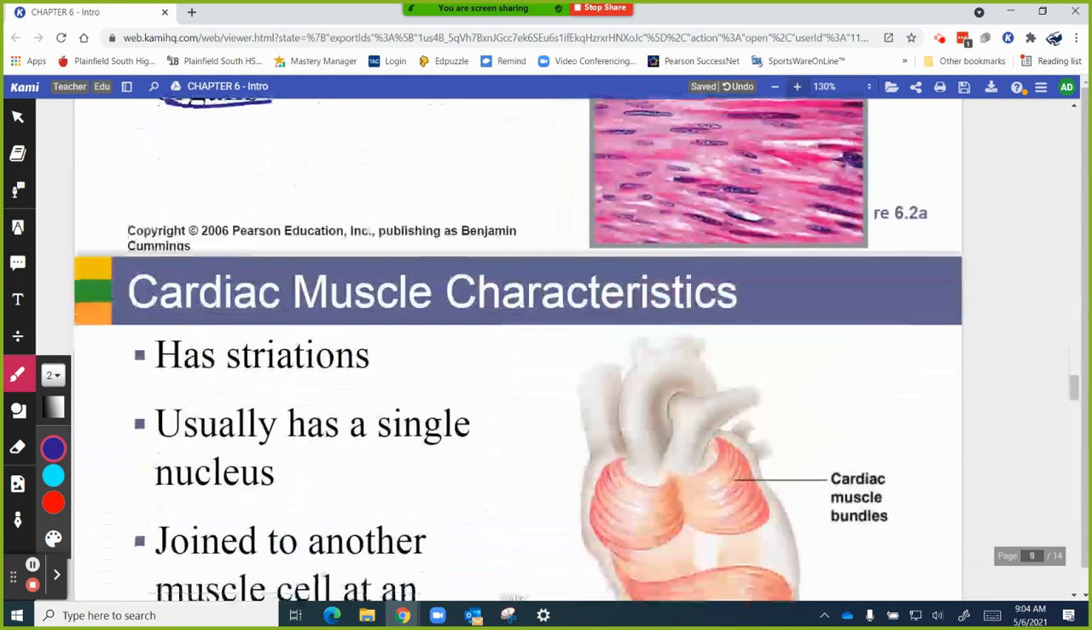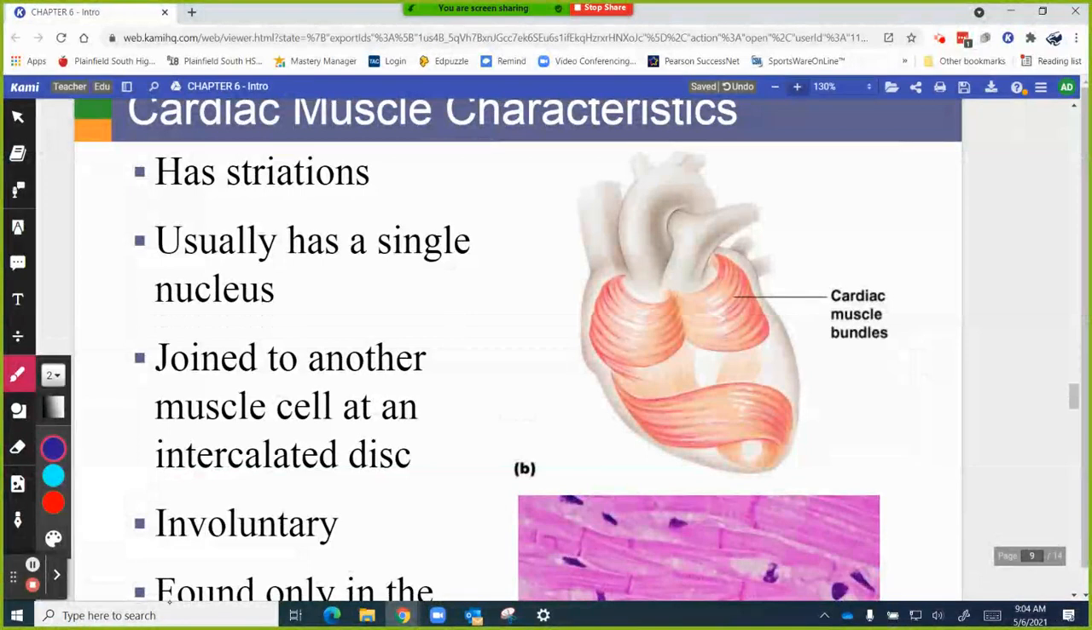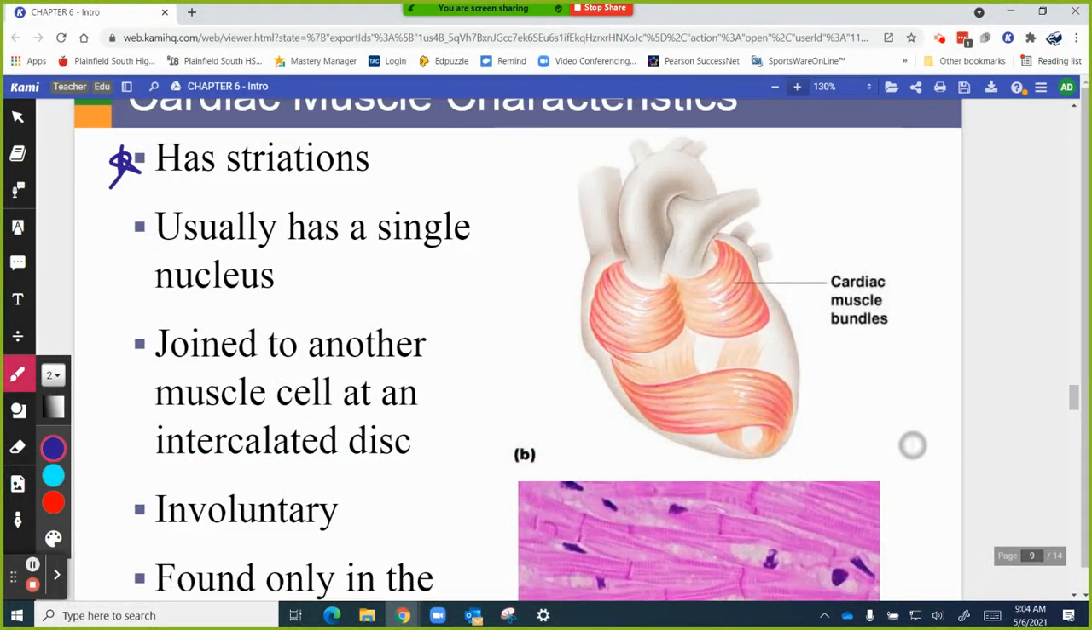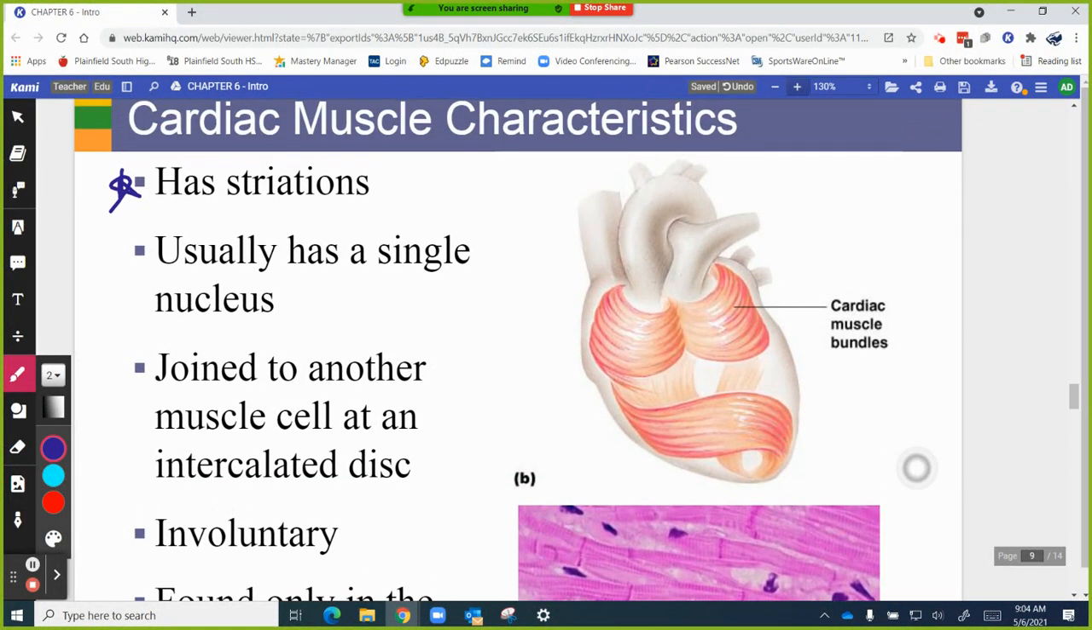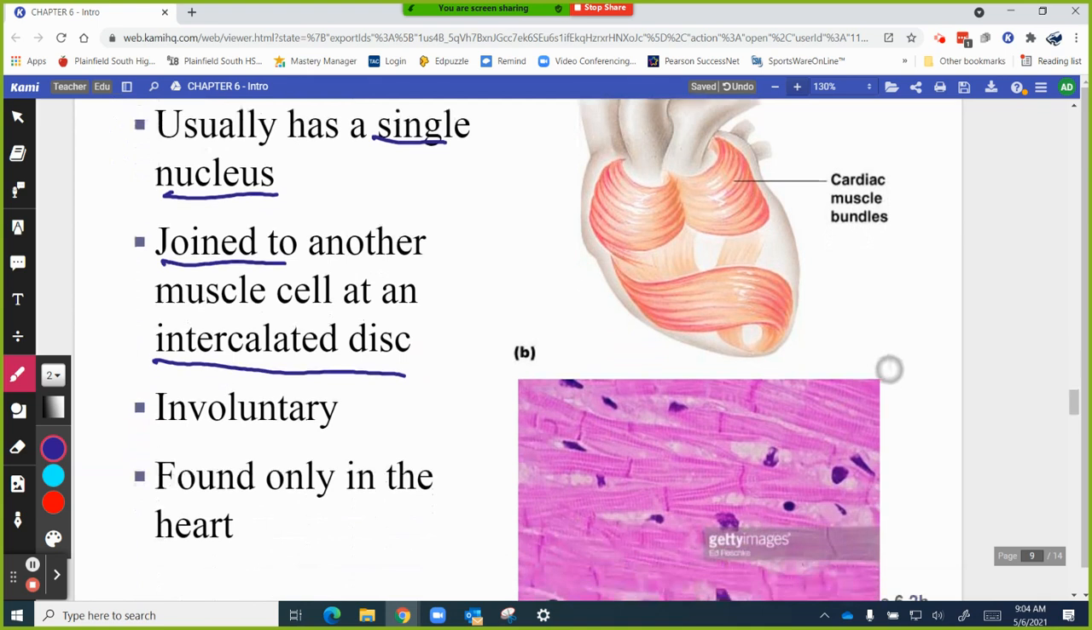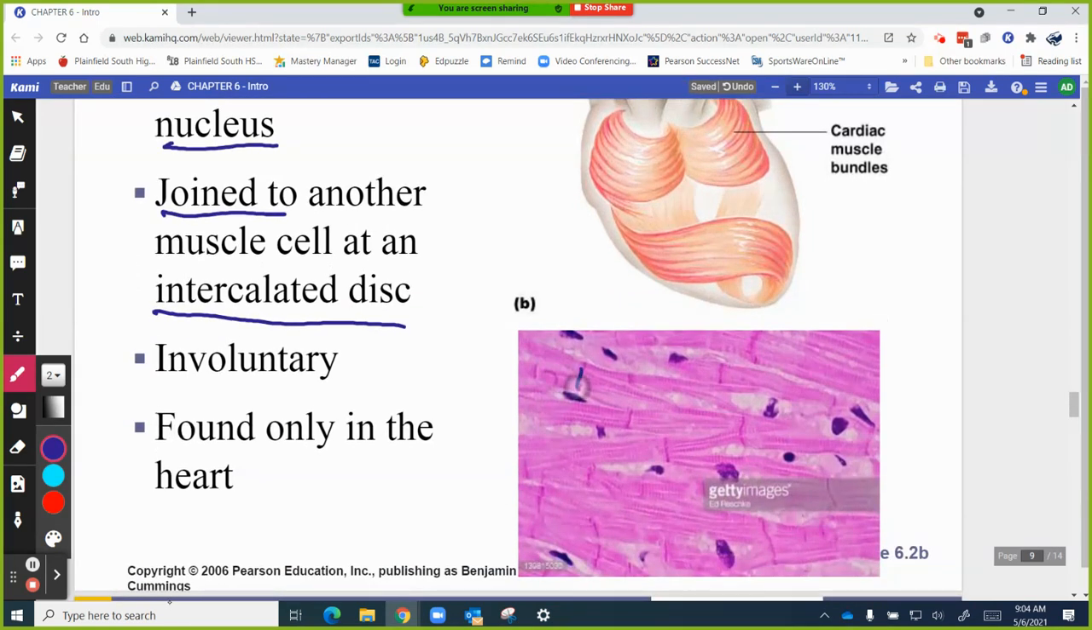Okay. Cardiac muscle tissue, on the other hand, does have striations, which sometimes can make it hard to pick out from skeletal muscle. All right. The other thing, though, is it usually has a single nucleus. It's joined together by these little things called intercalated discs. So if we look at the diagram over here to the right, you see these really dark bands that run down through those striations. Those are those intercalated discs. All right. It's also involuntary. We can't really control it. And the only place we're going to find that one is in the heart. Okay.